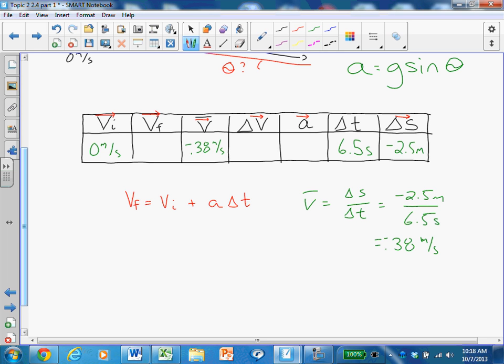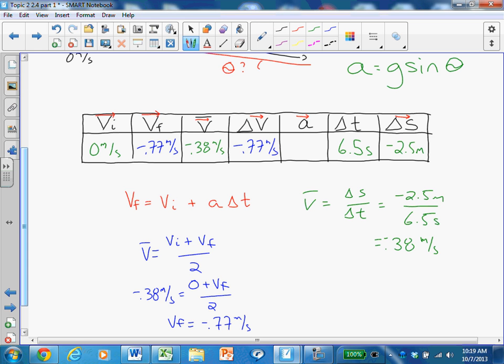So now once we have that, we can then get VF because V bar is VI plus VF over 2. If we know that that's minus 0.38 meters per second and VI is 0, we can multiply the 2 up, and VF will be minus 0.77 meters per second. Delta V, therefore, is minus 0.77 meters per second. Now we can get our A.